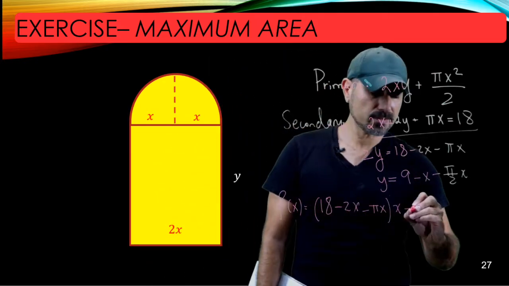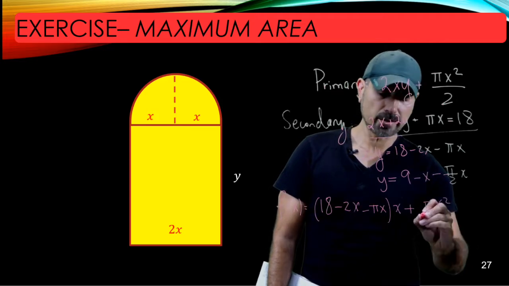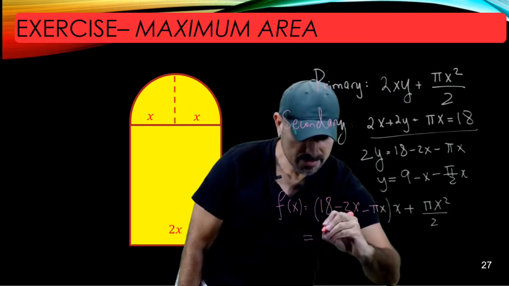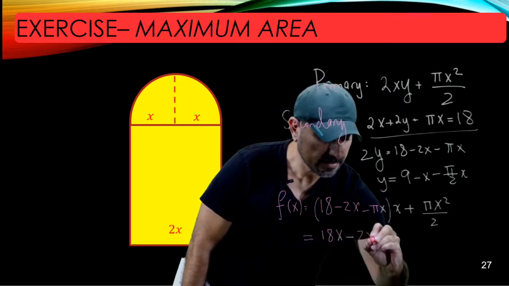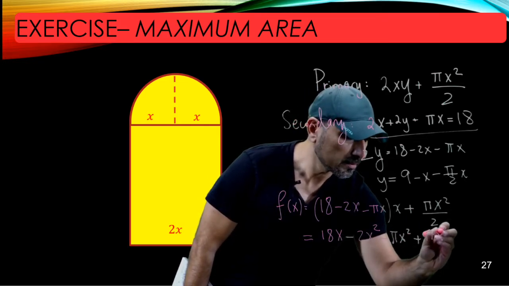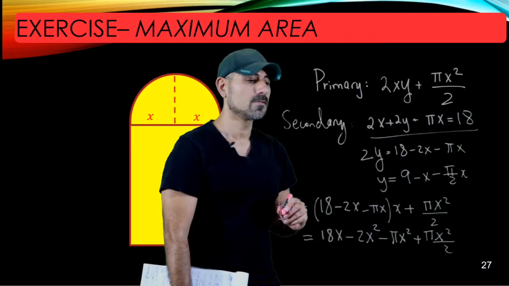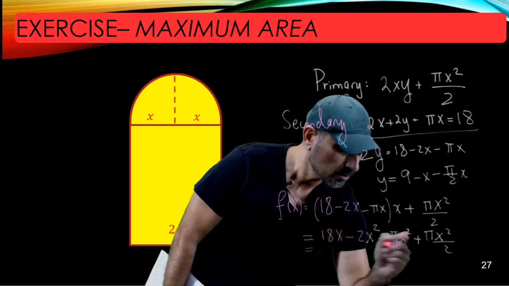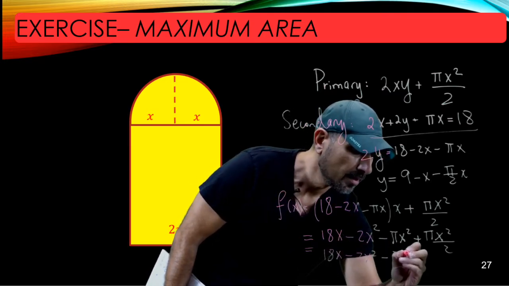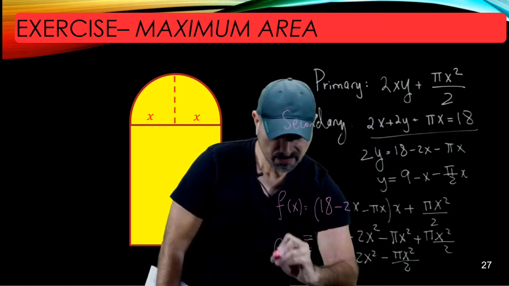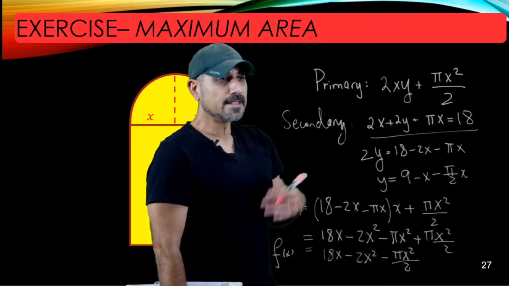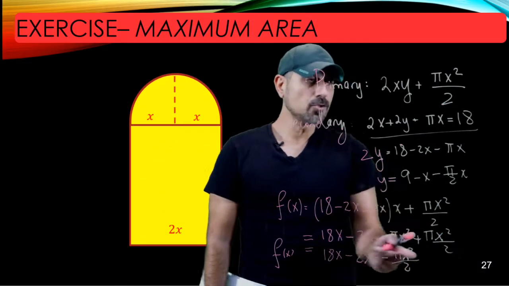plus pi times x squared over 2. Let's see if we can simplify this. So 18x minus 2x squared minus pi x squared plus pi x squared over 2. All right, so these are like terms. So 18x minus 2x squared minus pi x squared over 2 is the simplified version of the function of one independent variable x. In the next step, we're going to find the domain, feasible domain of this function.